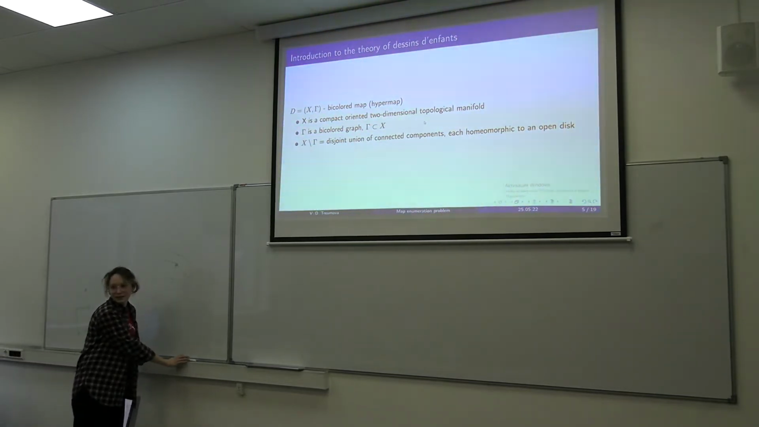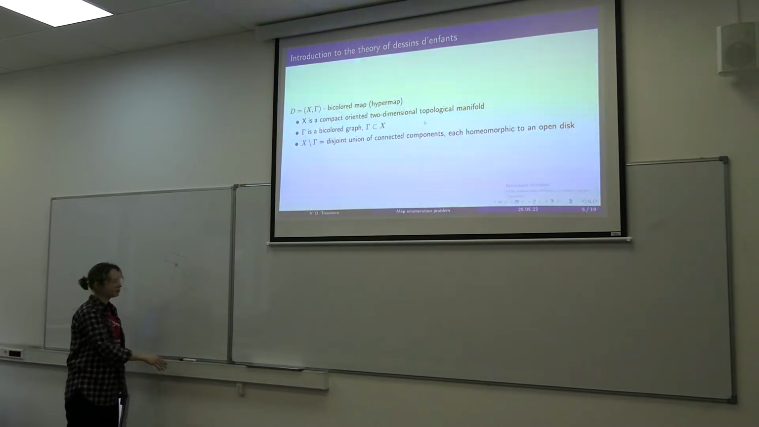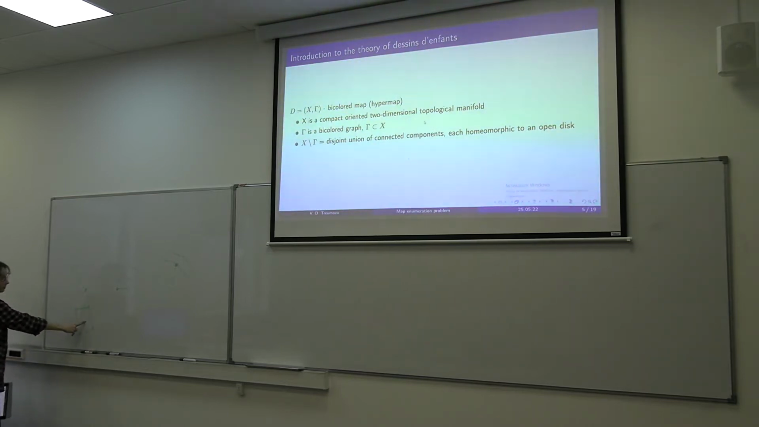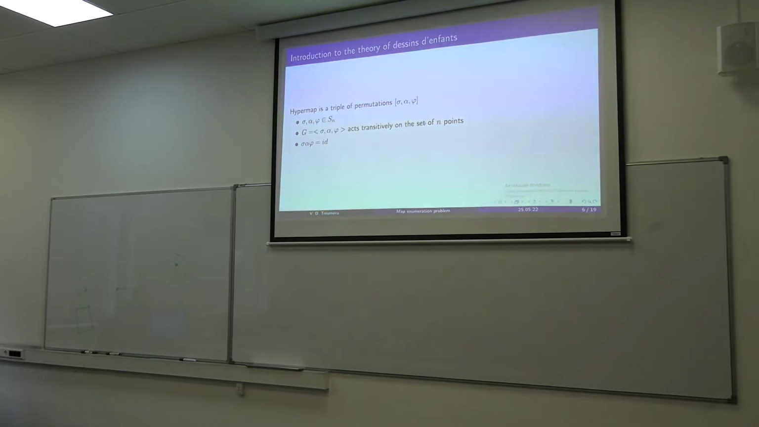The edges of the graph intersect, or? They cannot intersect. Because we want to cut our surface and get the union of disks. This is just one disk. This is homeomorphic to one disk.